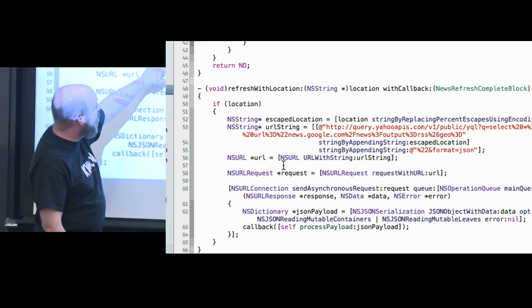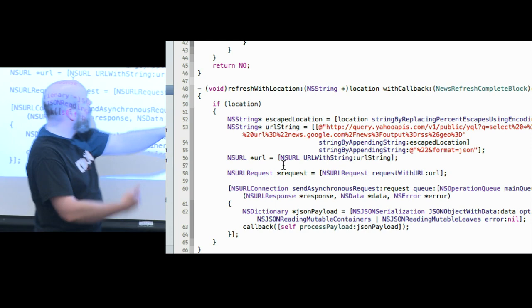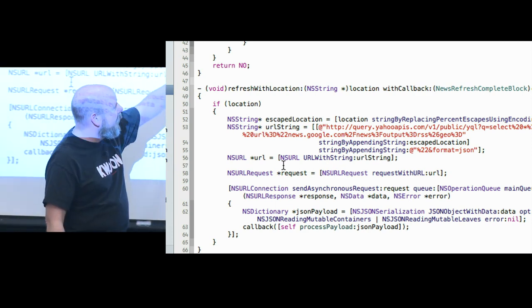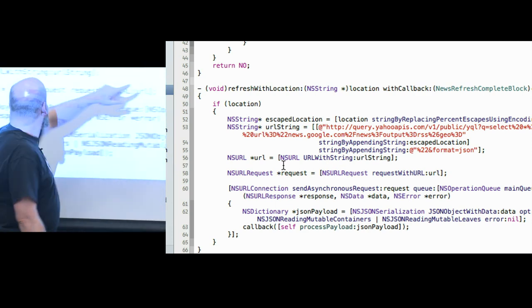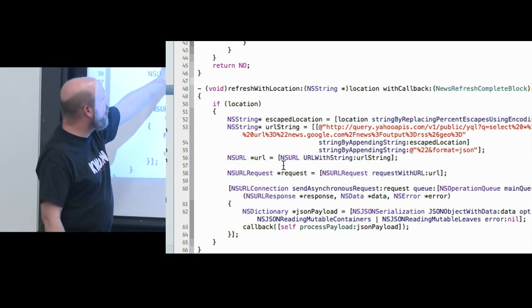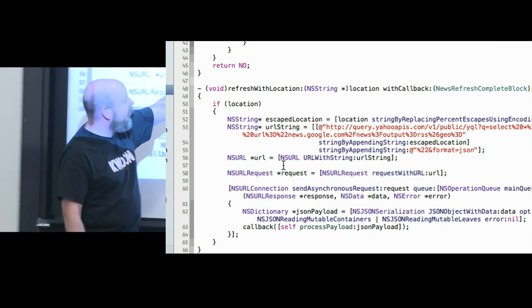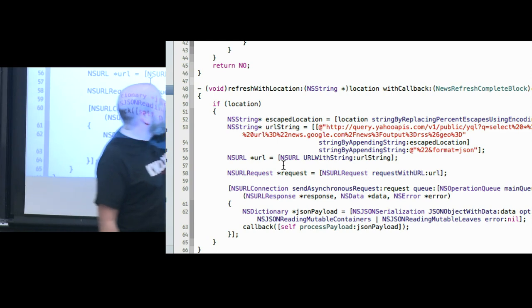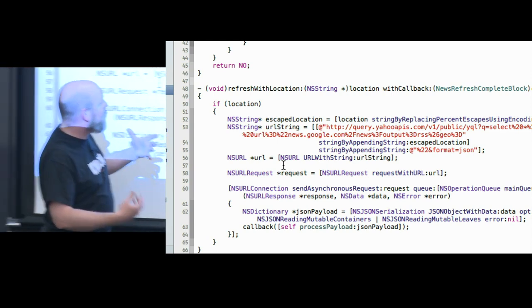I'm going to build up the string. And this string probably looks very familiar. We're going out to the Yahoo APIs. We're using YQL. We're doing a select of this string that was built up that's going out to news.google.com. It's going to return me some RSS.